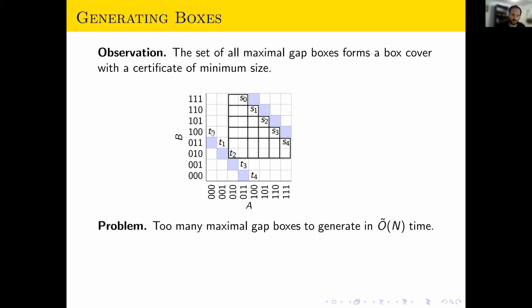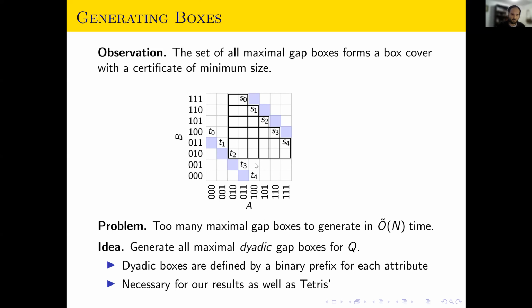You can observe that each of these T points, in particular T2, which is the focus of the diagram, is contained in a maximal gap box with each of these S points. And so there are input size over 2 S points, input size over 2 T points. So we end up with the input size squared number of maximal gap boxes, at least in this input relation.